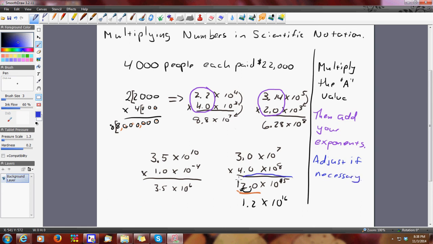And here we had to adjust because 12 is not between 1 and 10. Remember, scientific notation is a times 10 to the n, if 1 is less than or equal to a, which is less than 10.